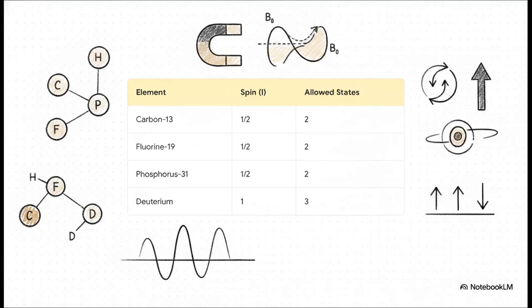Now, this table right here, it's basically the Rosetta Stone for our entire explainer. Pay special attention to the formula in that right column, 2I plus 1. The spin quantum number, which we call I, completely dictates the number of allowed spin states for a given nucleus. For carbon-13, fluorine-19, and phosphorus-31, I is simply 1/2. You plug that into 2I plus 1, and boom, you get exactly 2 allowed spin states. But look closely at deuterium down at the bottom. Its spin quantum number is exactly 1. That completely changes the math, and as you'll see, it totally alters the structural clues we're going to find on our spectra.